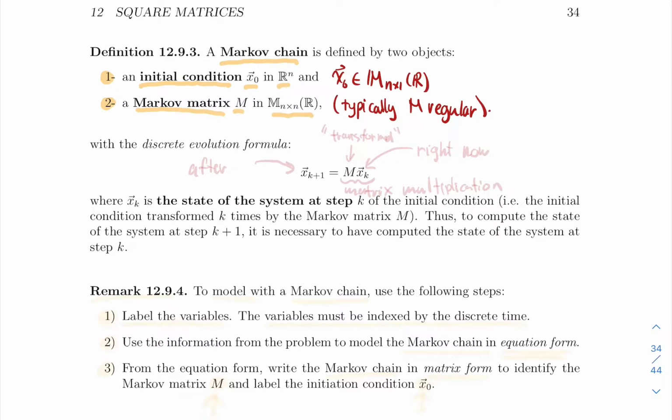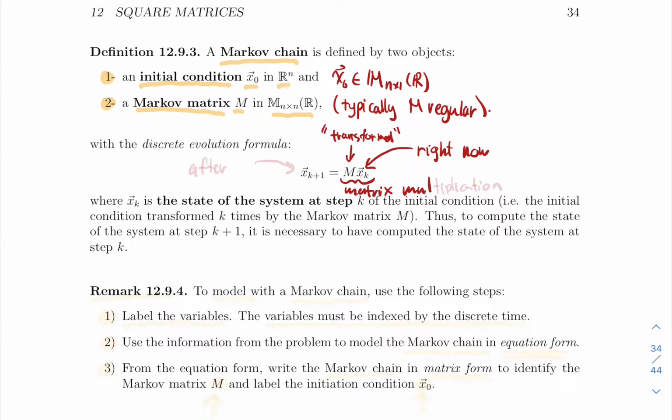And the way it works is that you're modeling some quantities that change over time, and how do they evolve over time? Well, they're transformed over time by matrix multiplication. So you have the data at some point, this is what's going on right now at the k-th step. And then you have your transformer. This is how the data that we have right now is going to be transformed, by matrix multiplication.